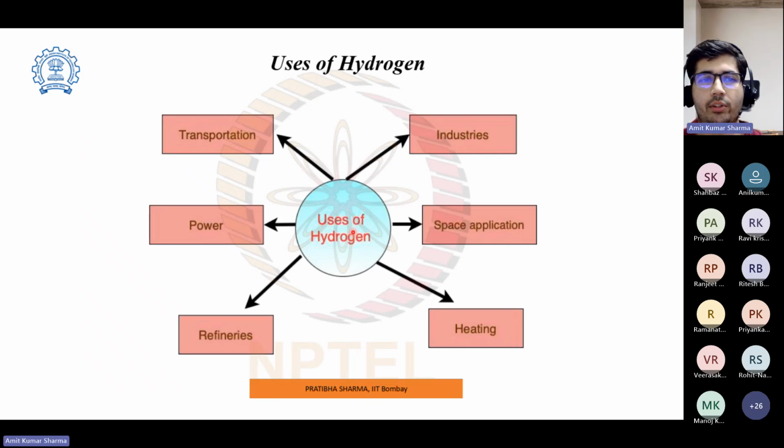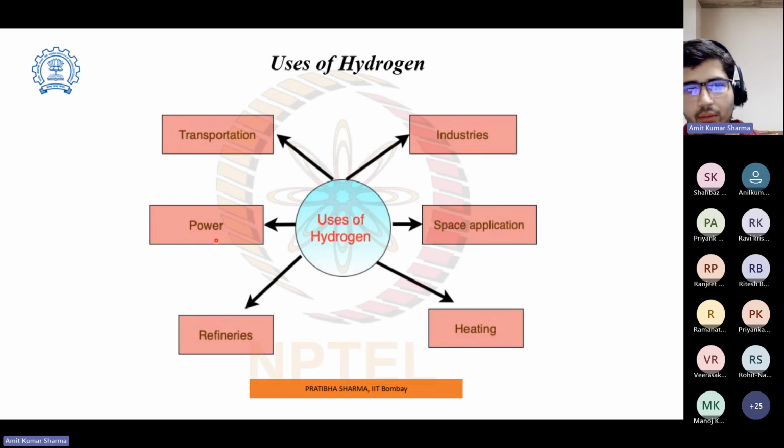So what are the uses of hydrogen? We can use it in transportation, power, refineries, heating, space application, and industries. Mostly, as of now, the major uses are industries and refineries. Some use it also in space application, but we are currently not using it so much in heating and transportation. It has started, but we are still exploring.